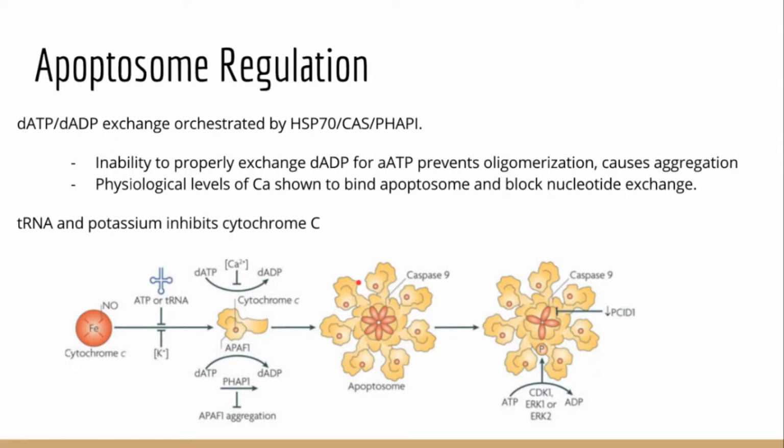We also see mechanisms of modulating cytochrome C. For example, a fascinating non-canonical function of tRNA appears to be binding and inhibiting cytochrome C, which is interesting. Potassium also appears to inhibit cytochrome C.